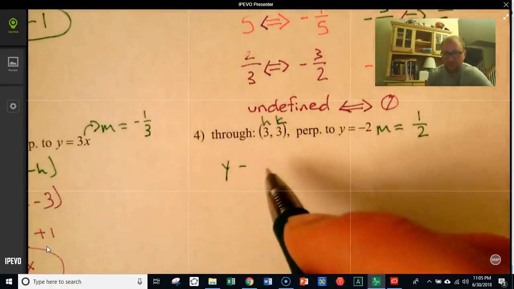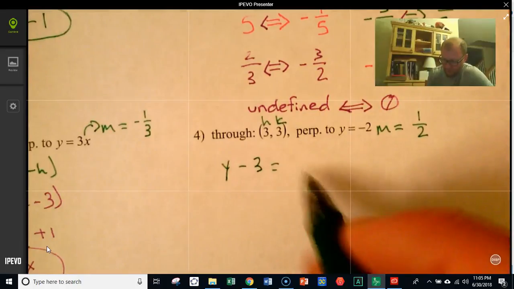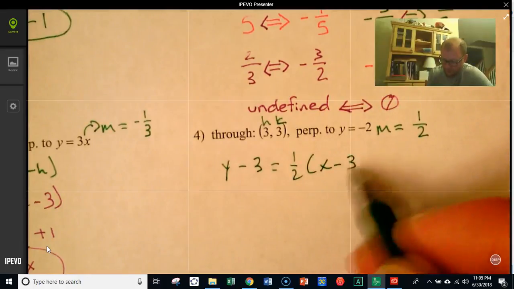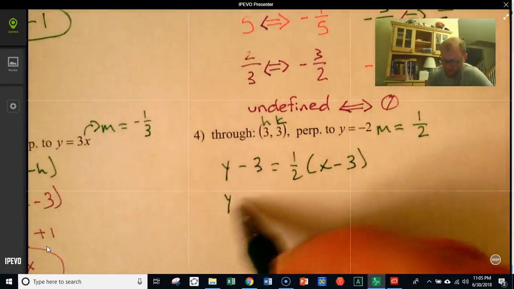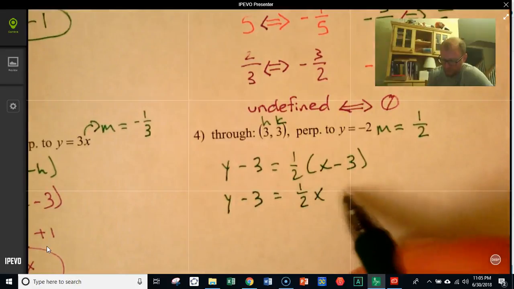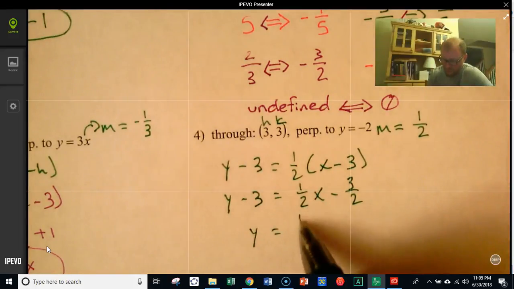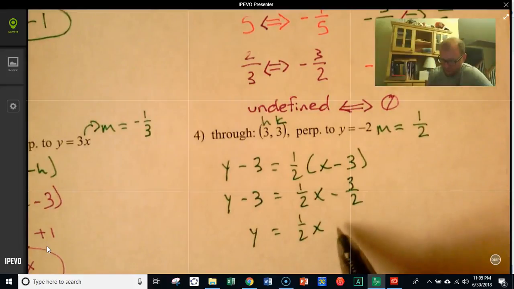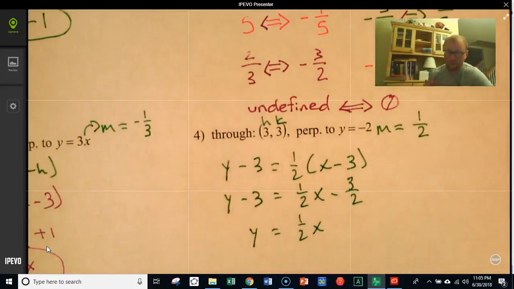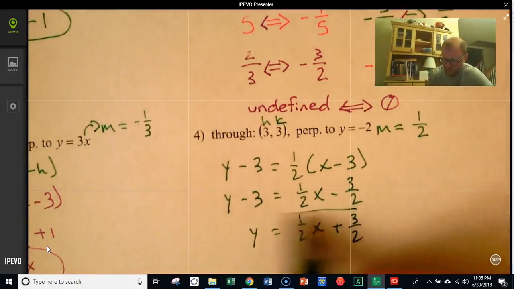Y minus, and I'm just going to fill in the blanks. I'll actually write the equation out. Y minus 3 equals 1/2 times x minus 3. Y minus 3 equals, we'll do the distributive property here, 1/2 x minus 3/2. We're going to add 3 to both sides. Y equals 1/2 x. Let's see, we're adding 6/2, so it's plus 3/2.